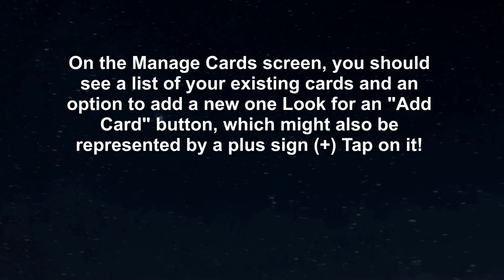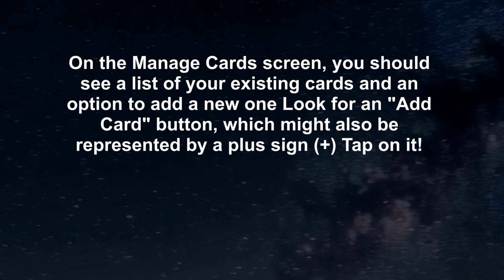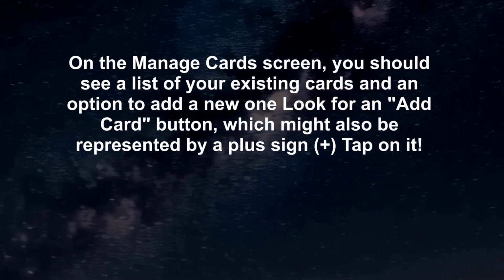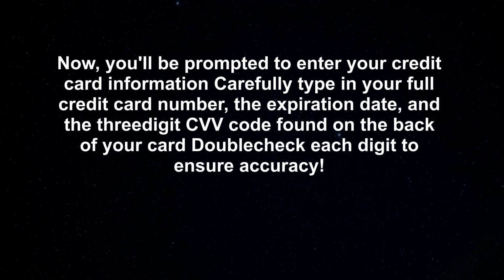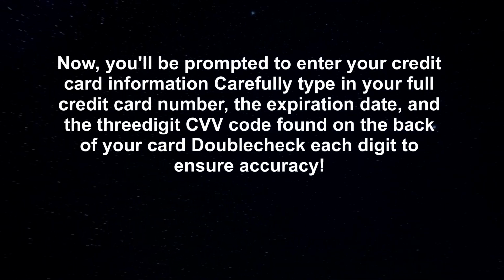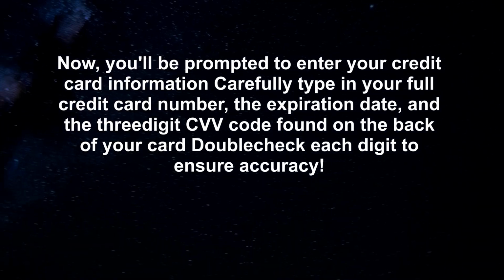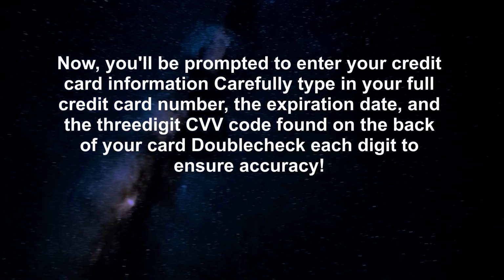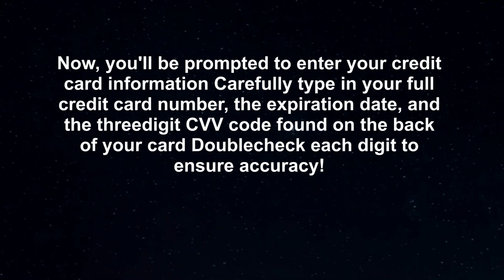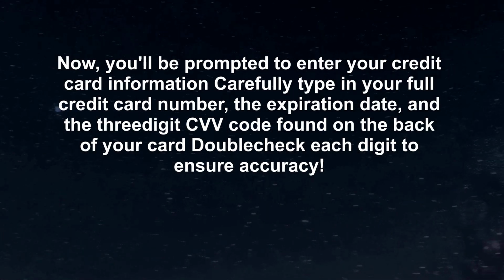Look for an Add Card button, which might also be represented by a plus sign. Tap on it. Now, you'll be prompted to enter your credit card information. Carefully type in your full credit card number, the expiration date, and the 3-digit CVV code found on the back of your card. Double-check each digit to ensure accuracy.